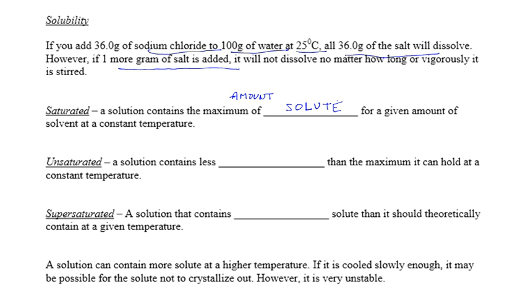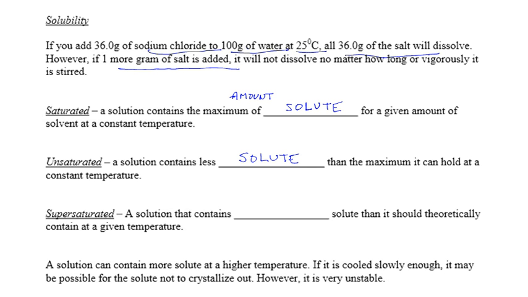If the sponge isn't saturated and you add another drop of water, the drop of water will be absorbed by the sponge. And the same thing happens with a solution. If a solution is unsaturated, the solution contains less solute than it can hold at a given, or constant, temperature.